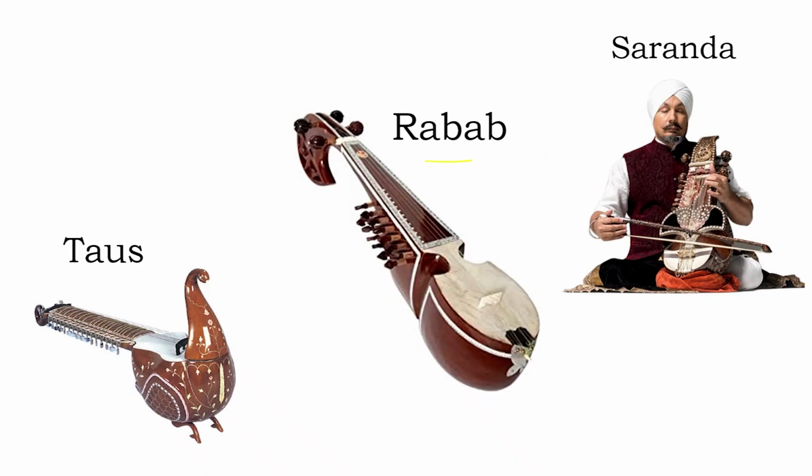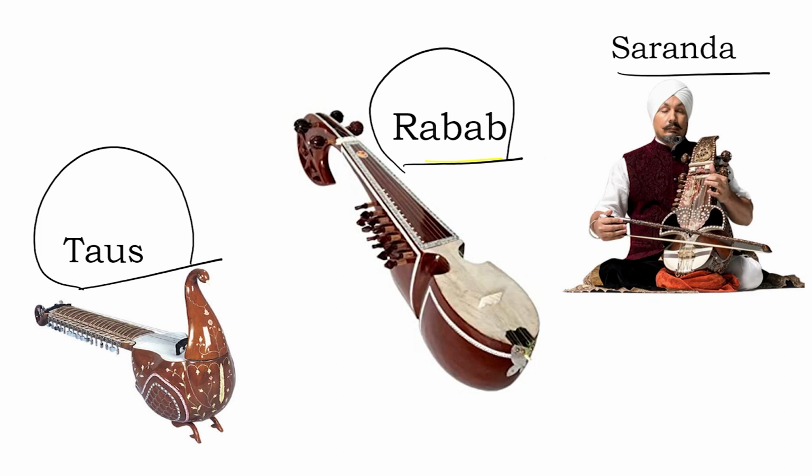The rabab, saranda and taus are stringed instruments used in Gurdwaras. These names could simply be mentioned in the prelims and you may be asked what they actually are. These are stringed instruments used in the Gurdwaras to perform kirtans.